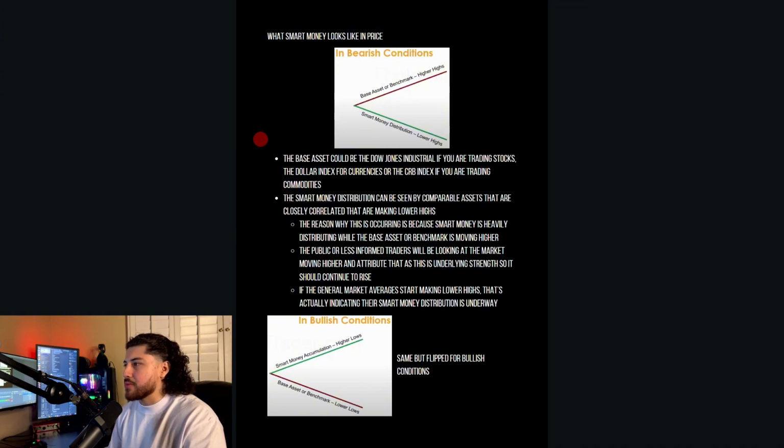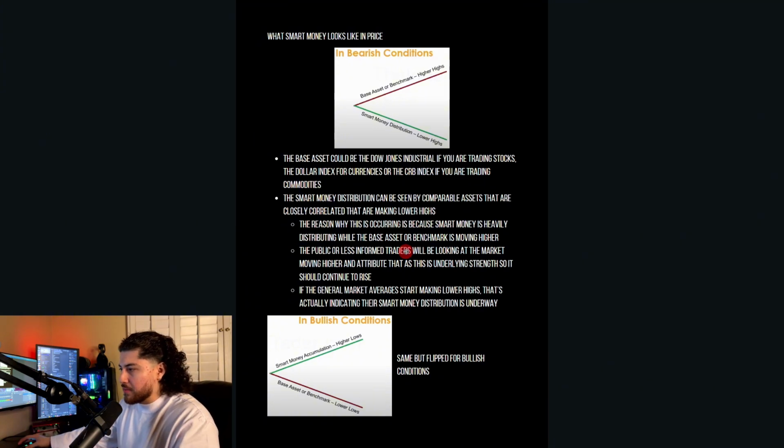Smart money distribution can be seen in comparable, closely correlated assets that are making lower highs. The reason this is occurring is that smart money is heavily distributing while the base asset or benchmark is moving higher. The public or less informed traders will look at the market moving higher and attribute that to underlying strength, so it should continue to rise. If the general market averages start making lower highs, that actually indicates smart money distribution is underway.